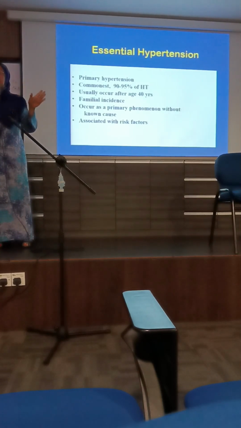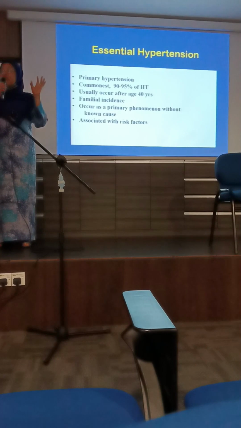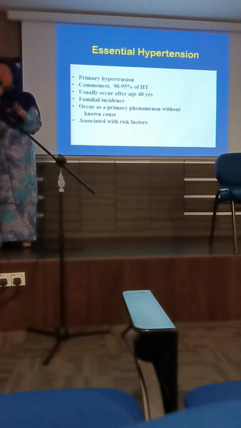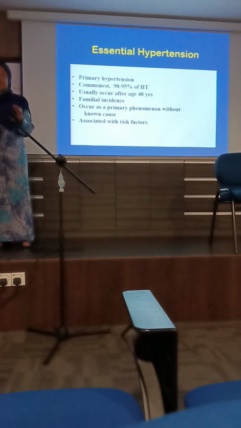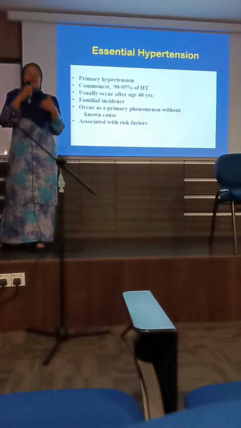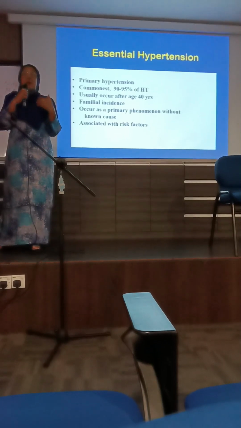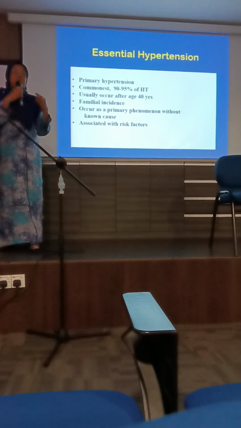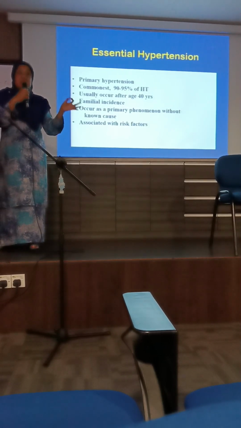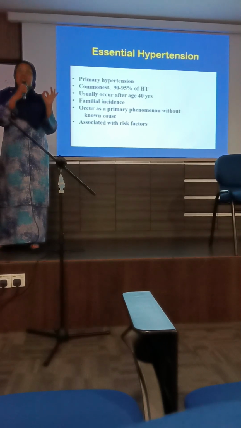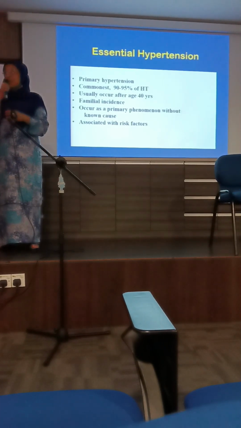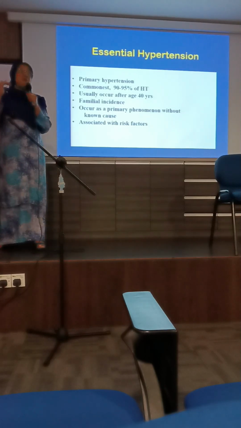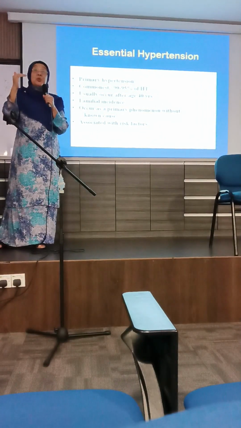Now, primary hypertension, commoners, 90 to 95% of all cases of hypertension constitute essential hypertension, usually occurring after age 40. So it is related to age. Okay, it has a familial tendency. Meaning if you have a family history, you have a tendency to get it. Not necessarily you get it, but you have a tendency to get it. It occurs as a primary phenomenon without known cause, and there are risk factors, and that's important to you as doctors.